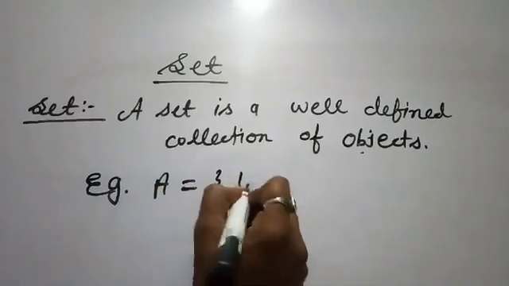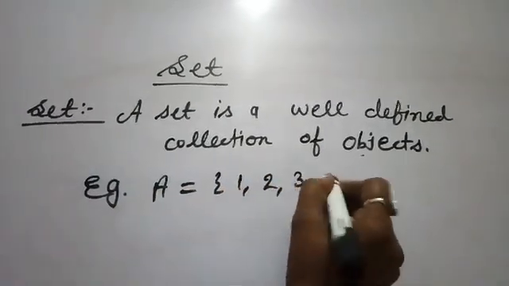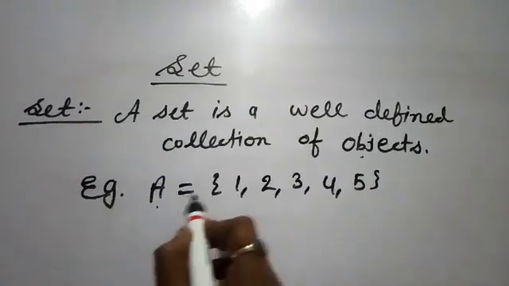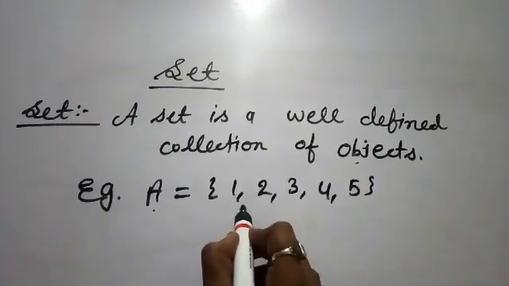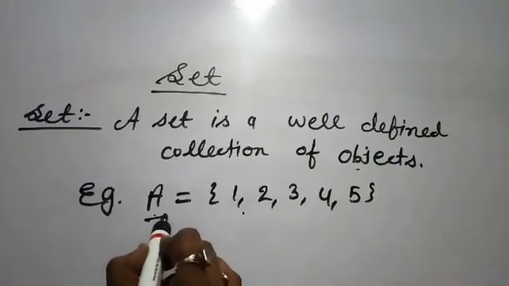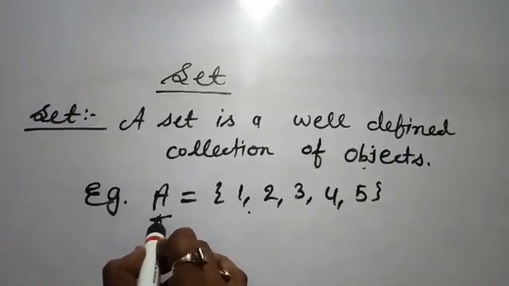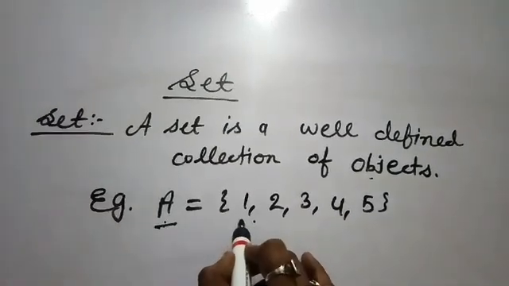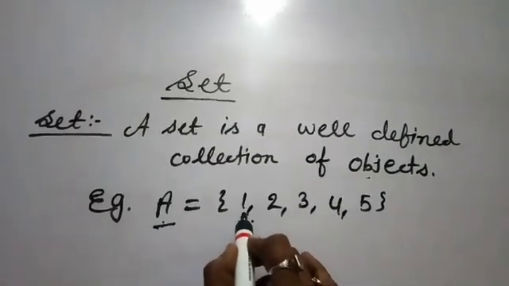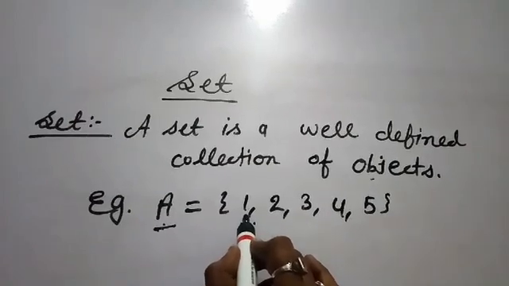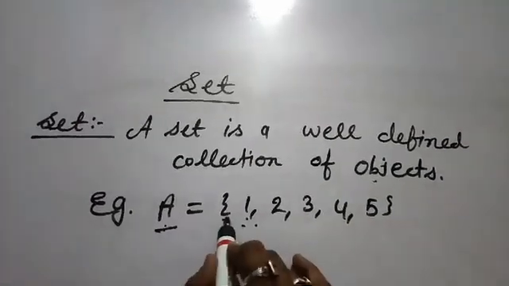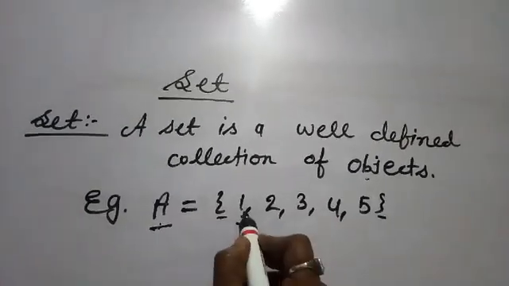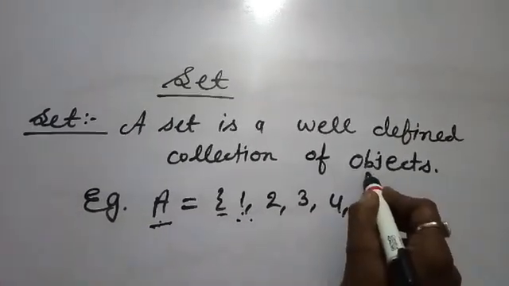Set A is 1, 2, 3, 4, 5. When we see this, there are two important things. Number 1, a set is always denoted by a capital letter, and the second thing is that the set elements, or we can say the objects of a set, are always written in between curly brackets. Here the elements and objects are the same.